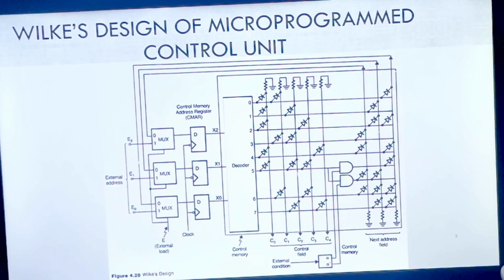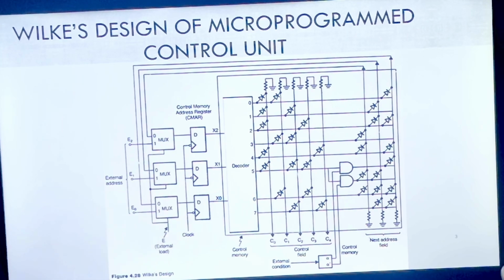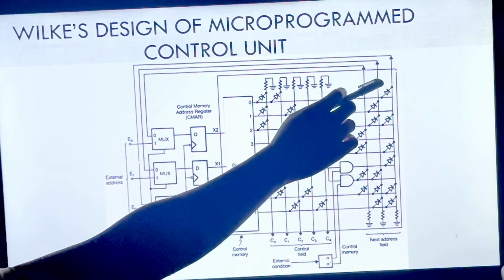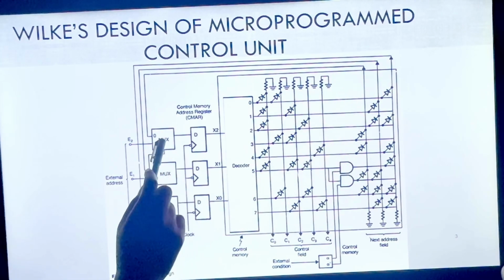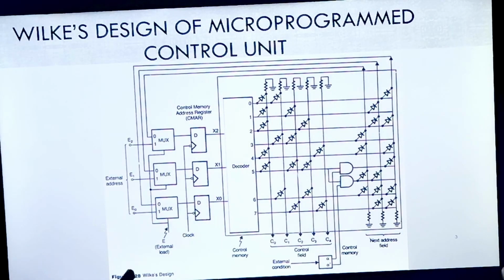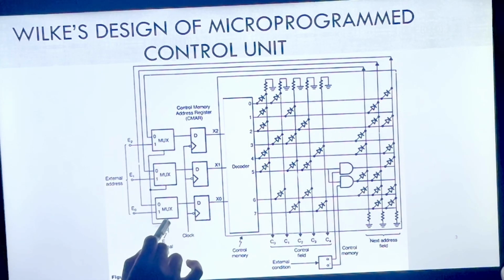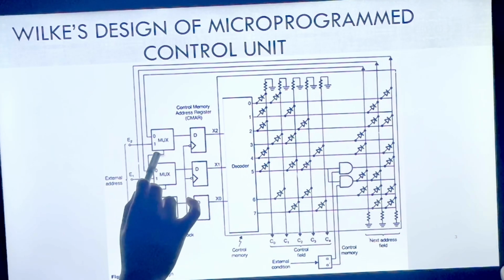Now what is the functionality of this multiplexer? I am using a 2 to 1 multiplexer, and everywhere I am connecting the signal from the next address field, right? One line I am connecting to one 2:1 multiplexer. Now since it is a 2:1 multiplexer, I need one selection line also. This is the selection line. Fine, this is the selection line.